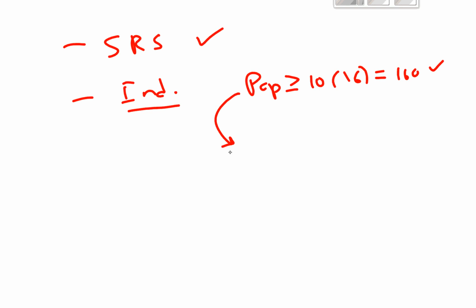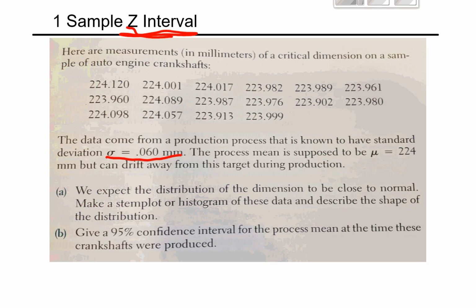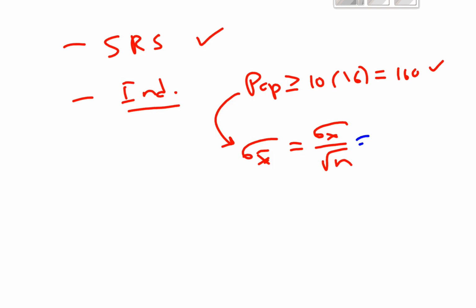If that's true, then we know the standard deviation of x bar is equal to the standard deviation of x divided by the square root of the sample size. So if we look back at the problem, you can see that standard deviation is 0.060, and we know the sample size is n equals 16. So we can plug those things in here, 0.06 over the square root of 16, which, if we calculate, we get 0.015. All right, and the third assumption is normality.